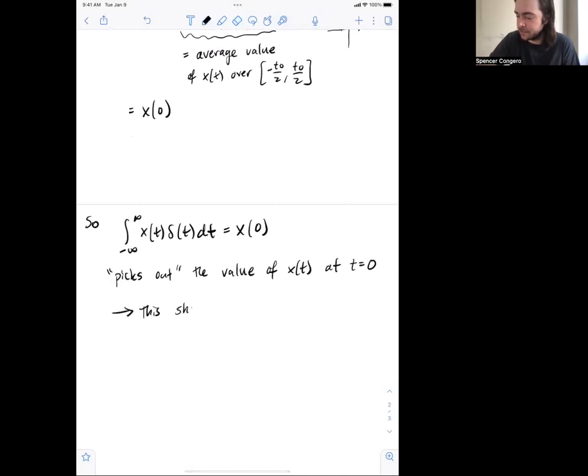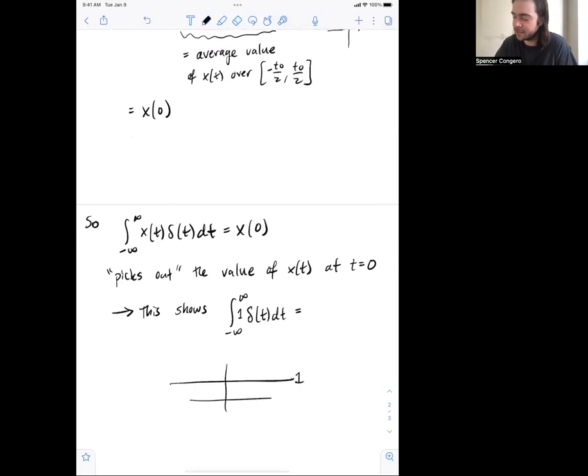This shows what happens if I let x of t equal 1. I let x of t just equal 1, and so I'm just integrating delta of t. Well then I'm going to pick out the value of that 1 function when t equals 0. Well, that 1 function is just 1 forever, right? It's just 1 all the time. So what's the value at 0? Well, it's just 1, right? It's just 1. So this is going to pick out the value of that 1 when t equals 0, which is just 1. So it shows that the integral of the delta function is just 1.